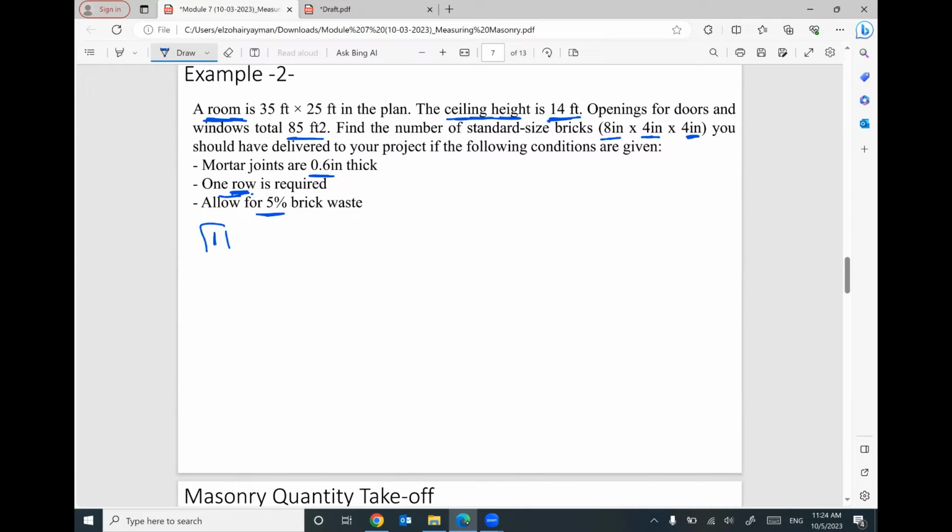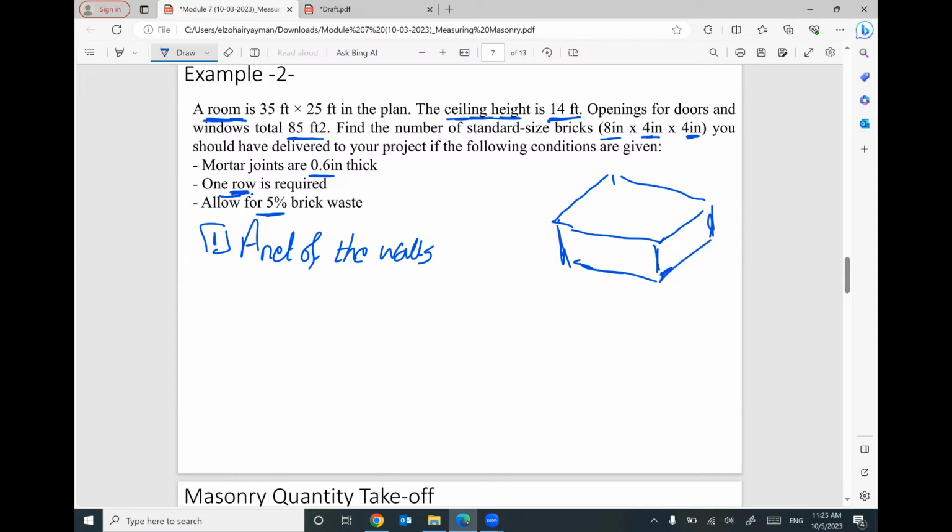Step number 1, I need to figure out what is the area net of the walls. Keep in your mind, we have many walls because we are constructing a room. You have to understand your room looks like this. This is the typical shape of your room. Looks like this. And the given information, which is 35 by 25, 35 is the length of the room, 25 is the width of the room. And the height of these walls equal 14 feet.